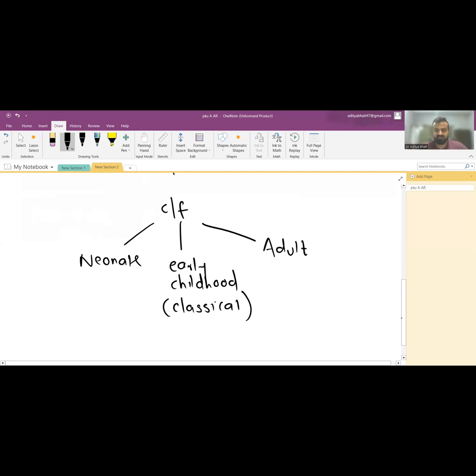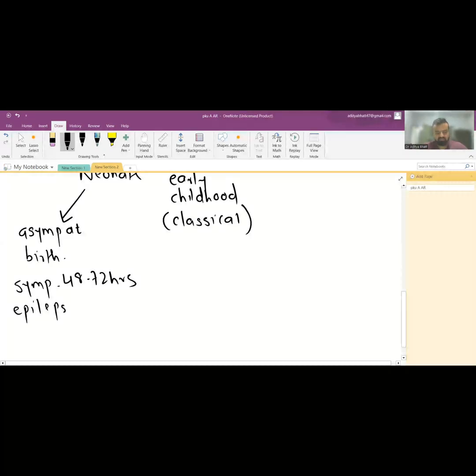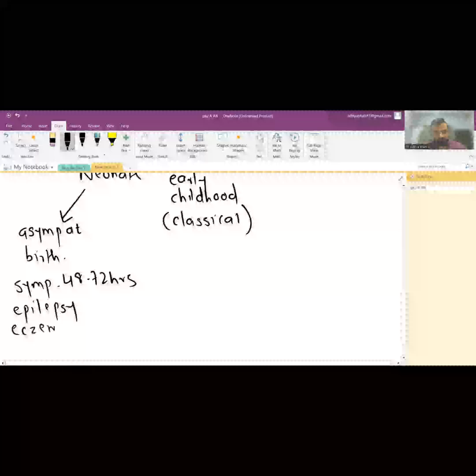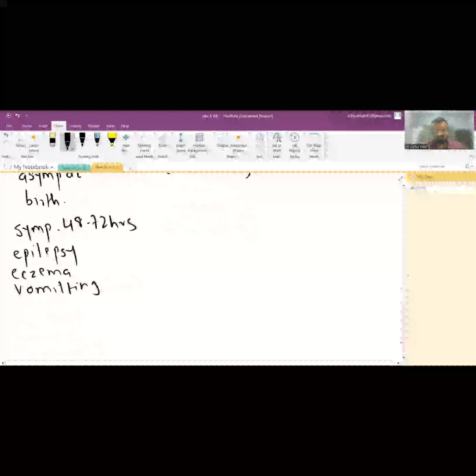Now you have to understand that the child is asymptomatic at birth because the mother's placenta will help excrete the excess phenylalanine. But the child becomes symptomatic at around 48 to 72 hours, and there are episodes of epilepsy, convulsions, eczema, vomiting. Now there is a musty or mousy odor in the urine.